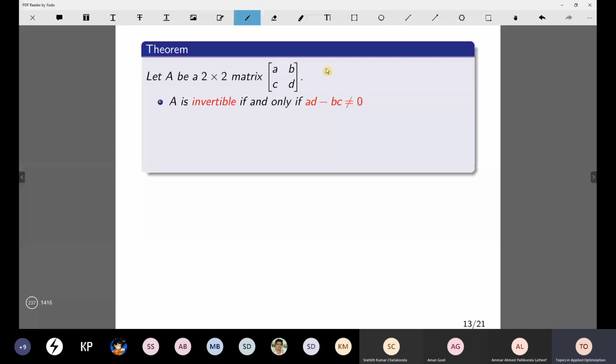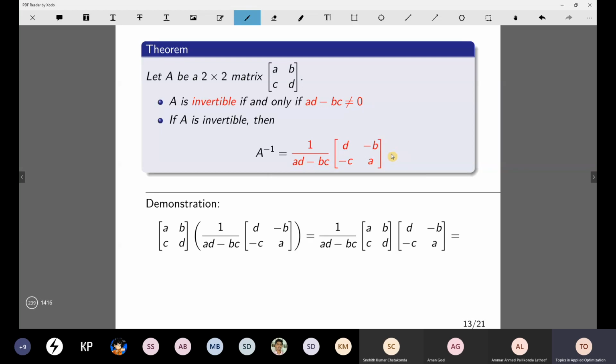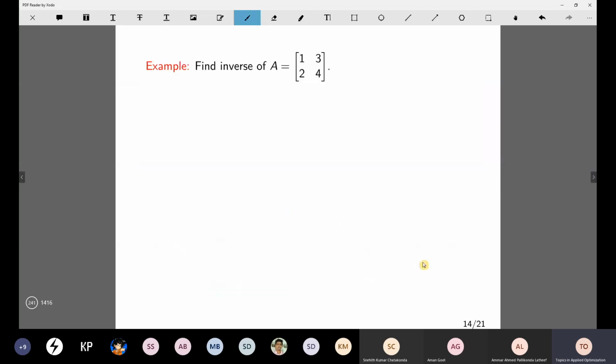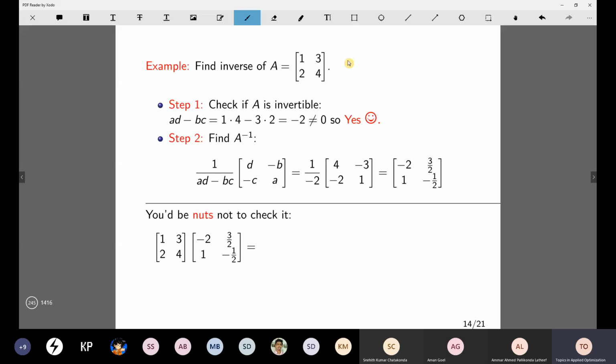One of the important things to realize is that if a given matrix A is a 2 by 2 matrix, it is invertible if and only if AD minus BC is not equal to 0. And if A is invertible, then the inverse of a 2 by 2 matrix can be found like this. We can check explicitly, and this is what is being done here, to check that this is actually the inverse. In the inverse you put this, and in A you put this matrix, and this should come out to be identity. So this can be verified like this here. So for 2 by 2 matrices, there is a formula to invert the matrix, and you can use it.